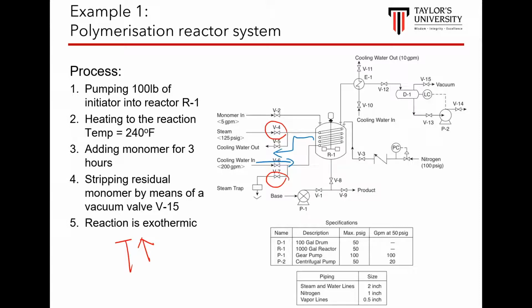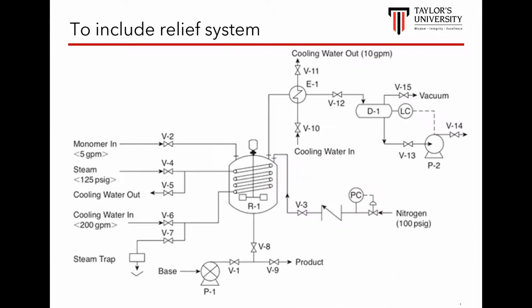Okay, so these are the data given: adding monomers for 3 hours, stripping residue monomer, vacuum valve, and so on. So look at the system. Where do we need a relief system? Where do we need to put in the relief system? So I have a bigger one so that we can start drawing.